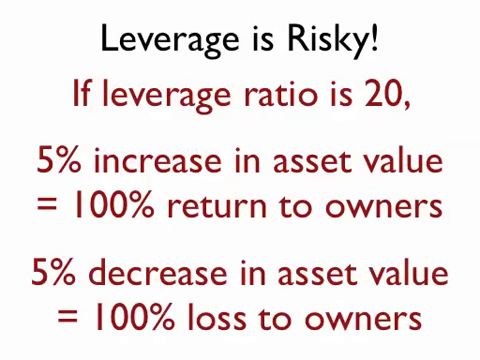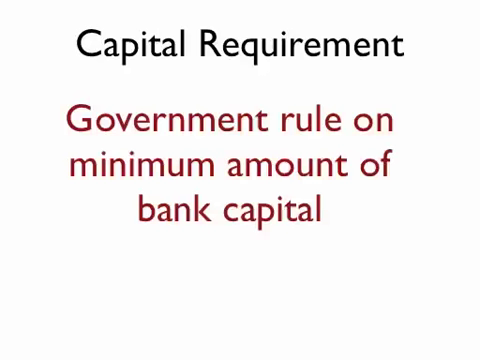Now, on the other hand, if you have a 5% decrease in the asset value, that would equal a 100% loss to the owners. So leverage is powerful on the upside. It's also very powerful on the downside. The capital requirement is the rule that the government establishes on the minimum amount of capital a bank must have.